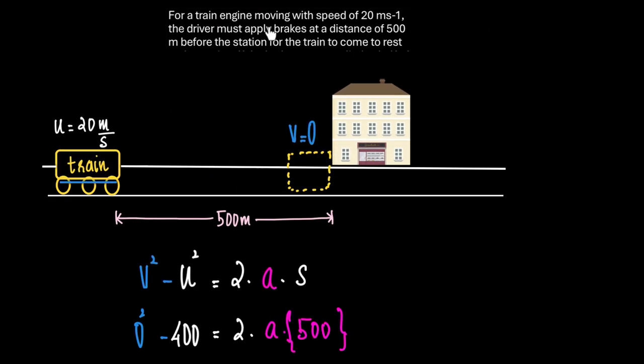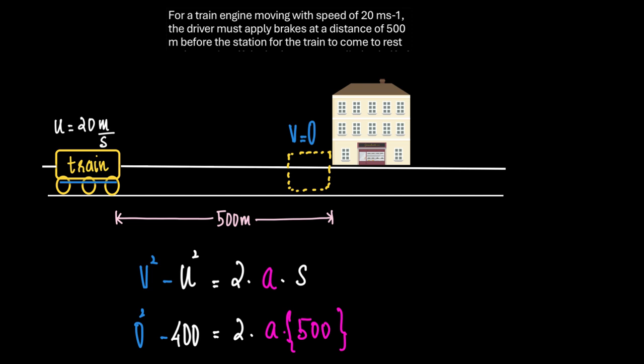for a train engine moving with speed 20 meter per second, which means u is 20 meter per second, the driver must apply brake at a distance of 500 meters. So we have a distance of 500 meters for the train to come to rest, which means the velocity becomes zero as it comes to rest before the station, right? Before the station. So this comes before the station.